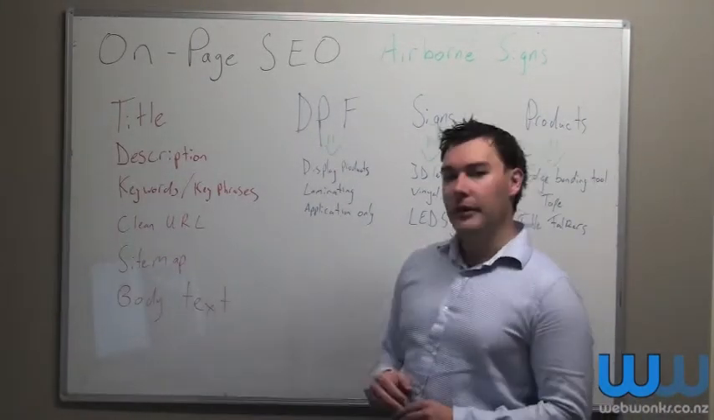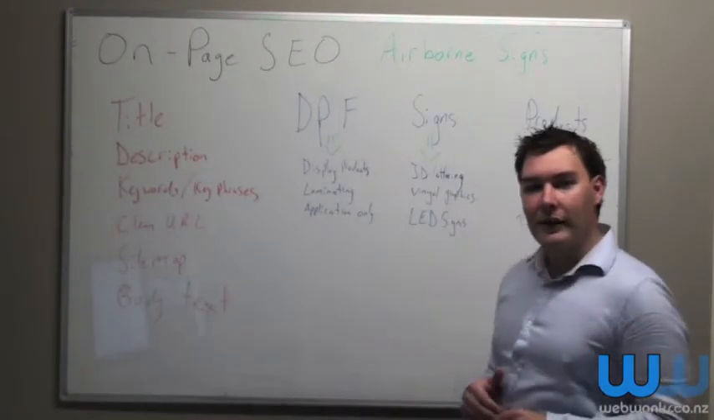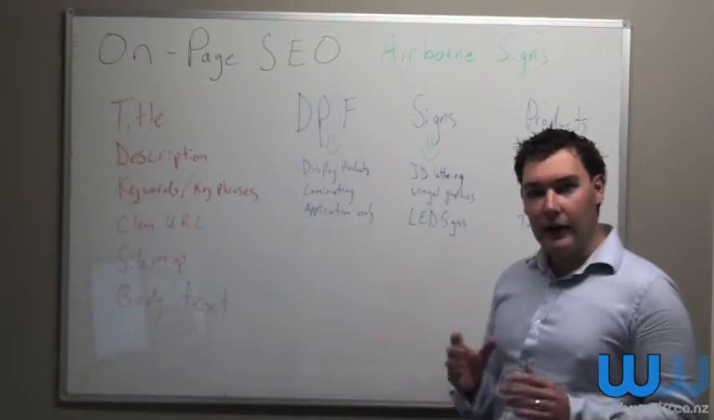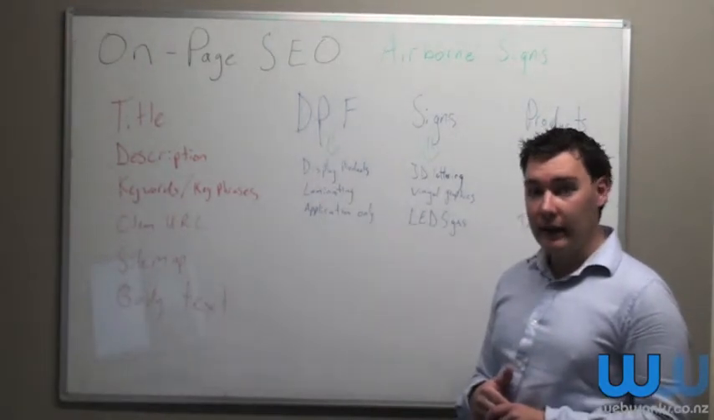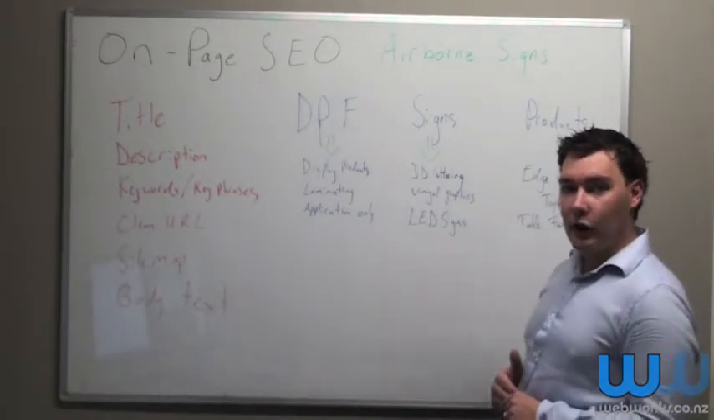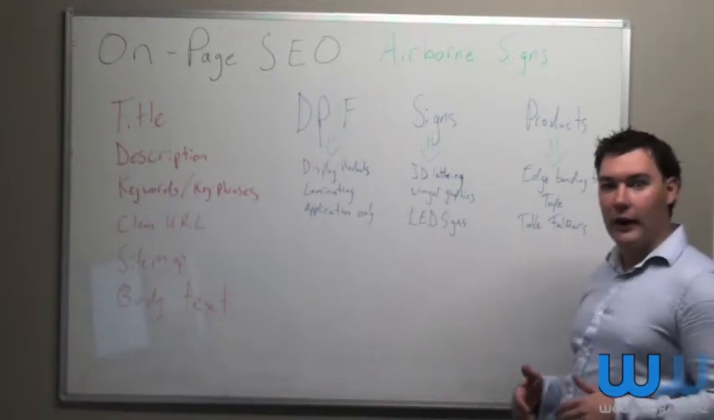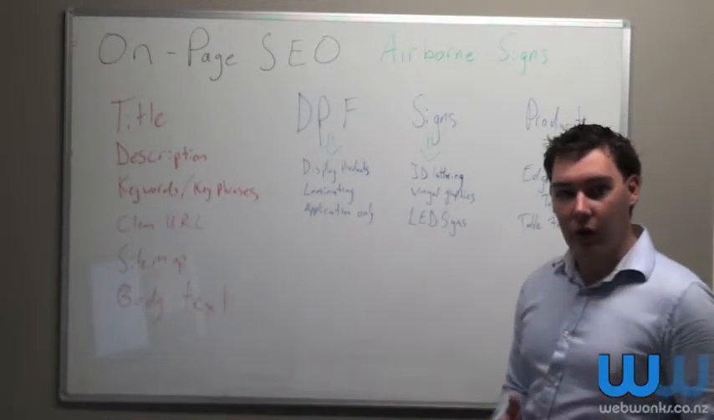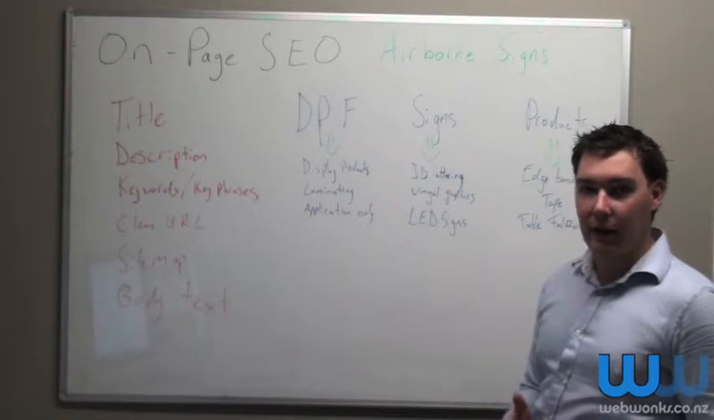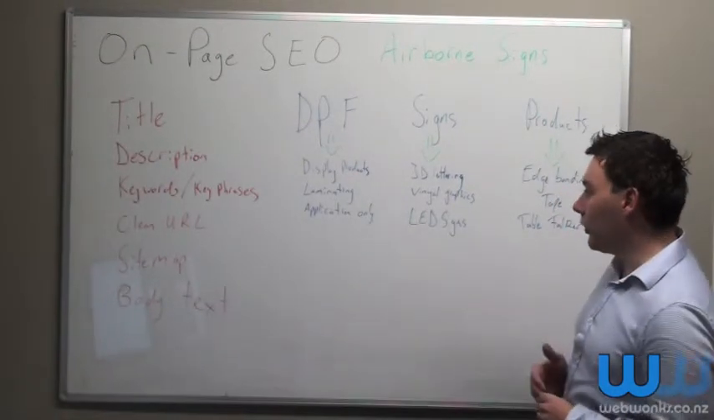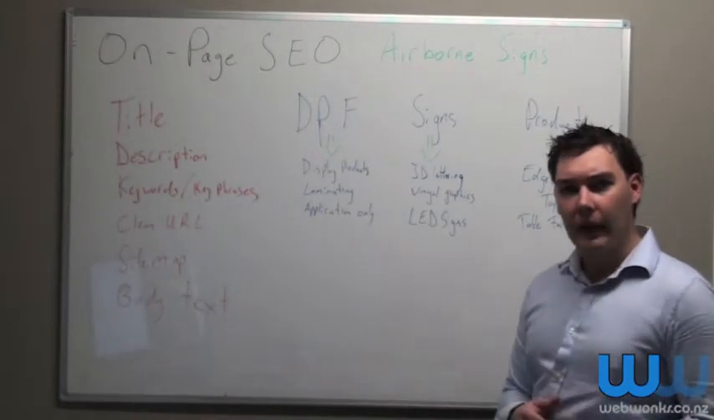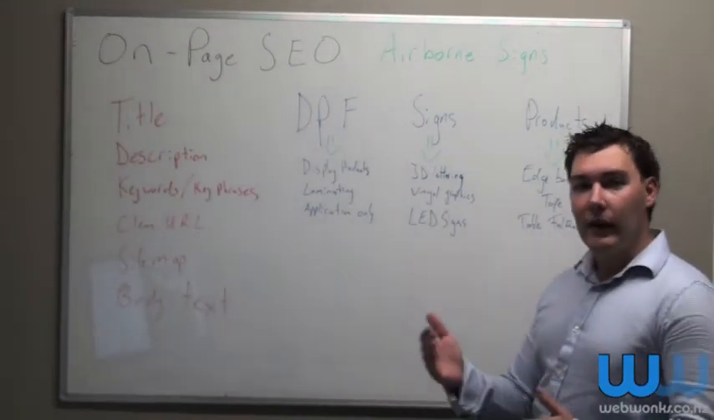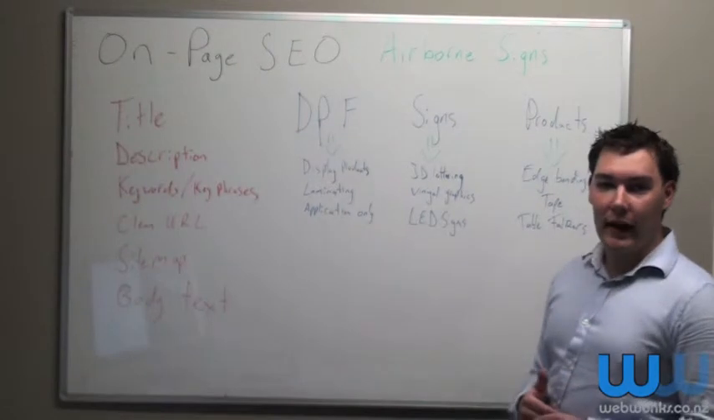Now for the description, the web page has a 160 character section in which they can add some text. In that text they're going to want a call to action. They're going to want to say something like, call us now for a free no obligation quote on your LED sign. But they may also want to include the words neon sign or light box, as those are some of the terms that people know LED signs as.